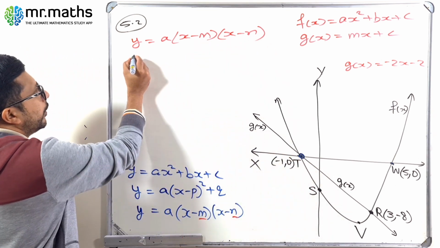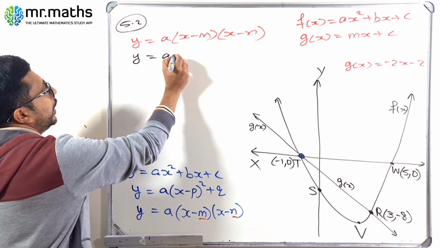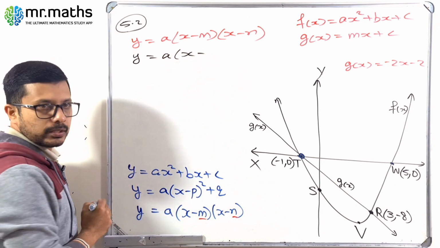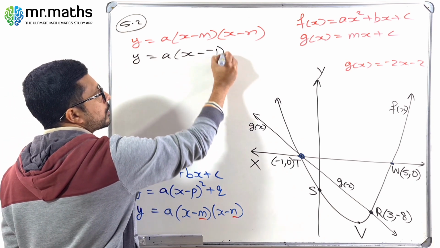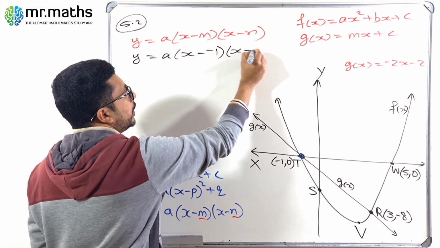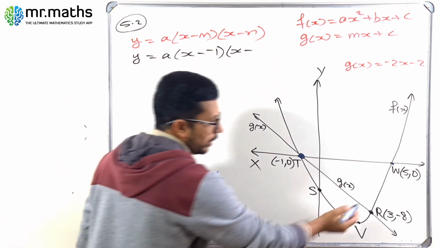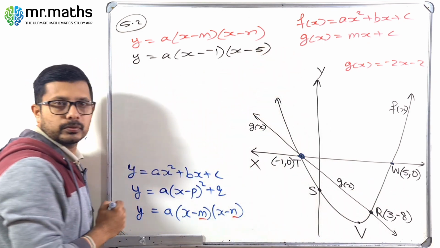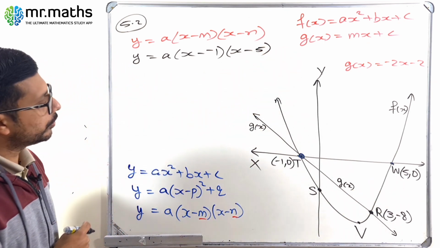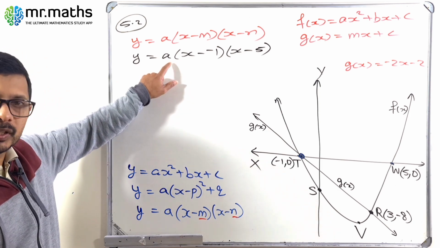So substitute the values. y is equal to a into (x minus, what is m? -1, x-intercept, -1) into (x minus n). What is n? n is 5. So x minus 5. Okay, now what you have to do is to find the value of this a.